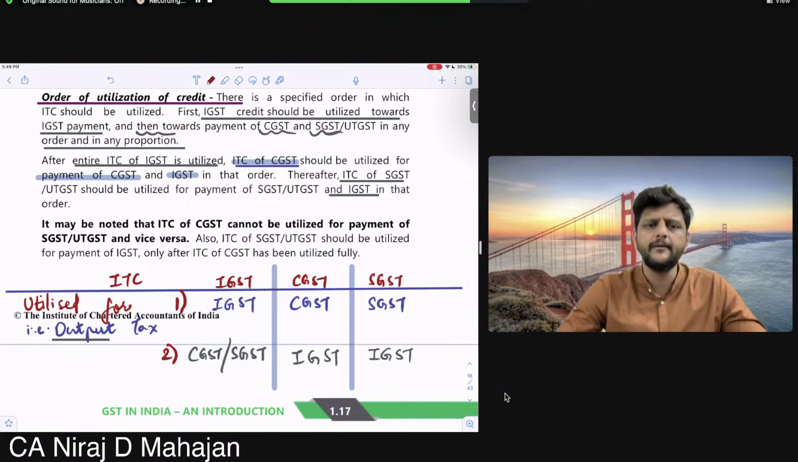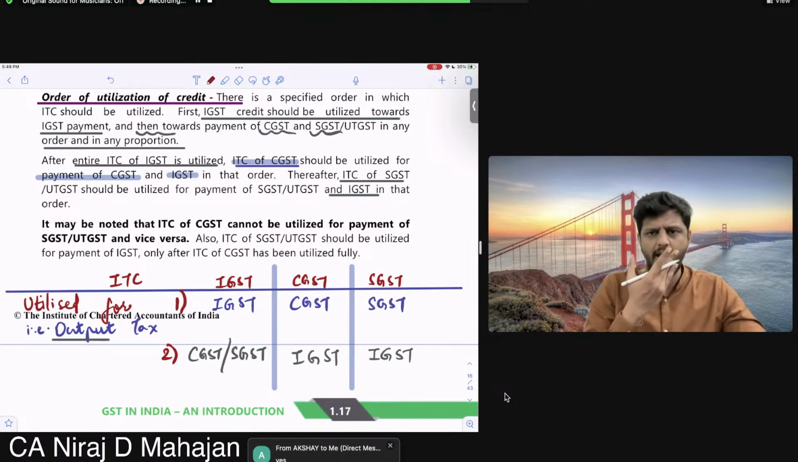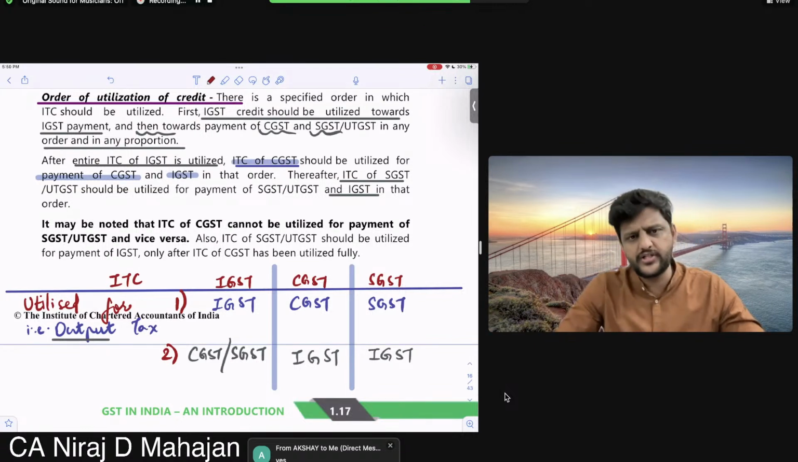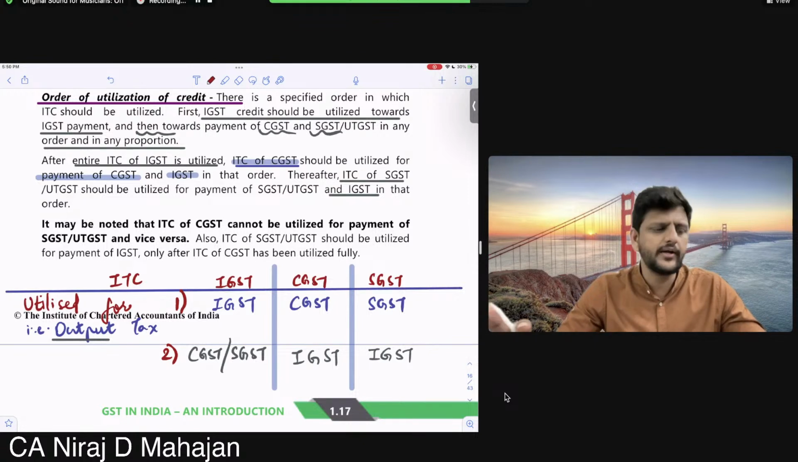Okay? Correct? When will I have output IGST? When I am selling outside the state. When will I have output CGST or SGST? When I am selling within the state. This must you are right now understanding with me. All of you? Yes, still here? So write down.